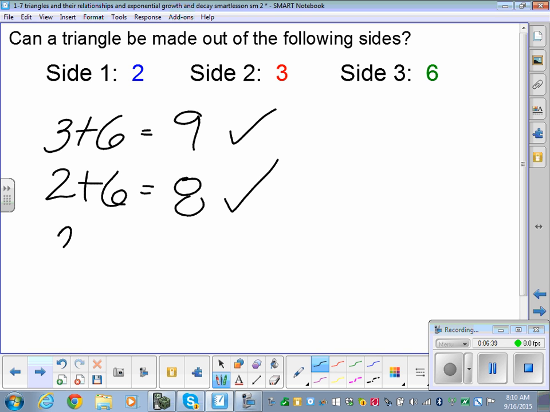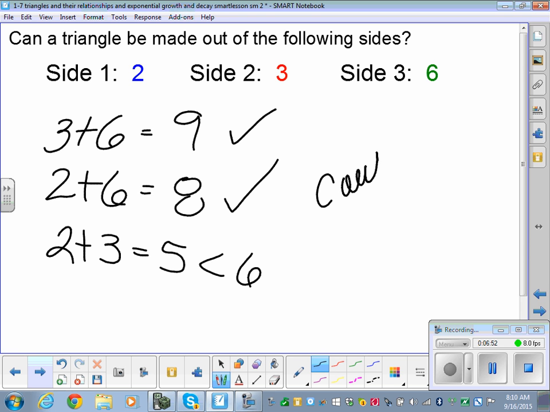2 plus 3, that is 5. Is 5 greater than the third side? No, 5 is less than 6. So guys, this one can't form a triangle. Can't form a triangle with this one. The sum of any two sides must be larger than the third side. Does that make sense, everybody? Because of this, we can't have a true triangle. Any questions on that? So you just got to check it.